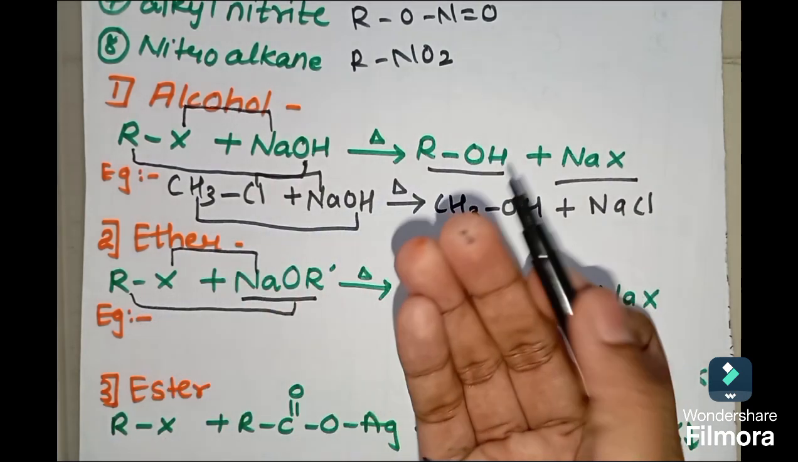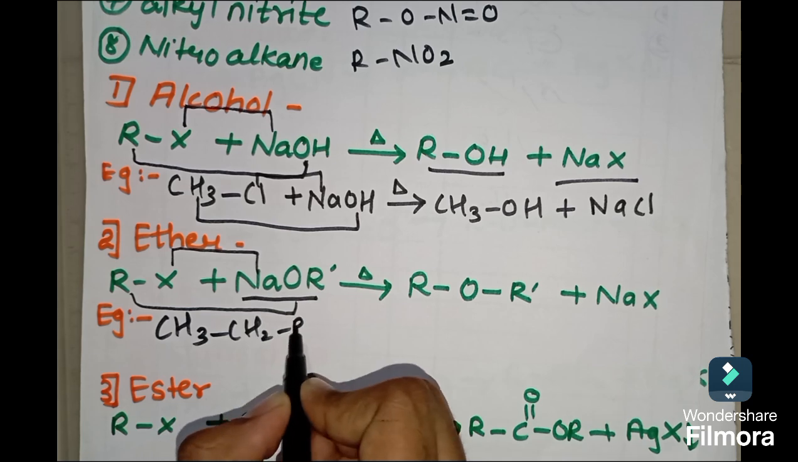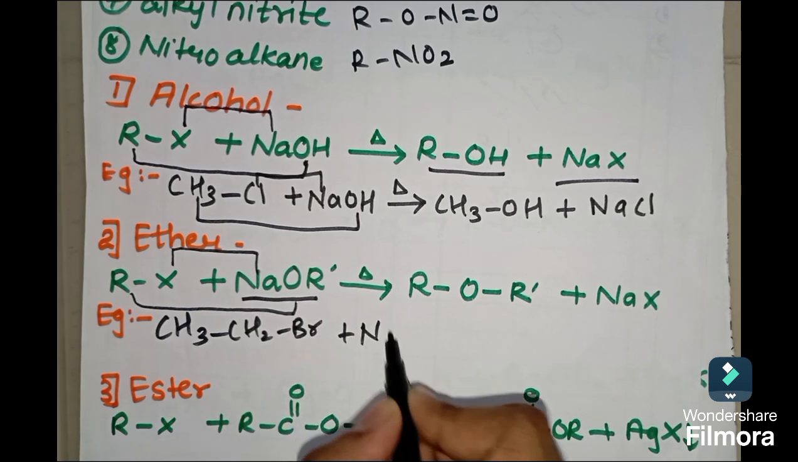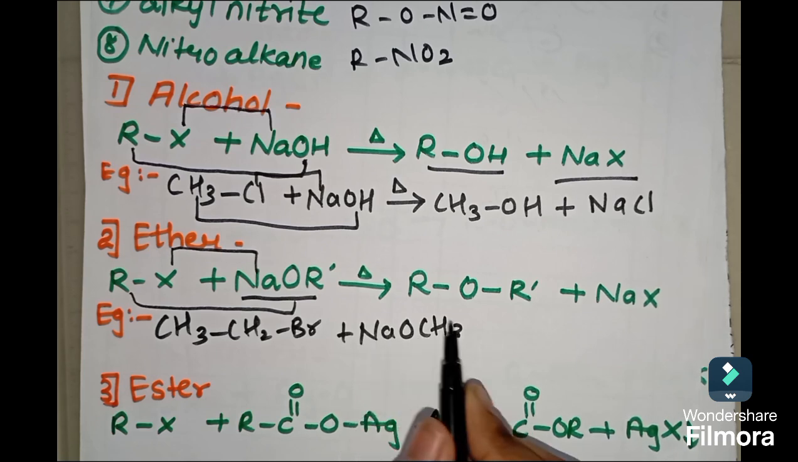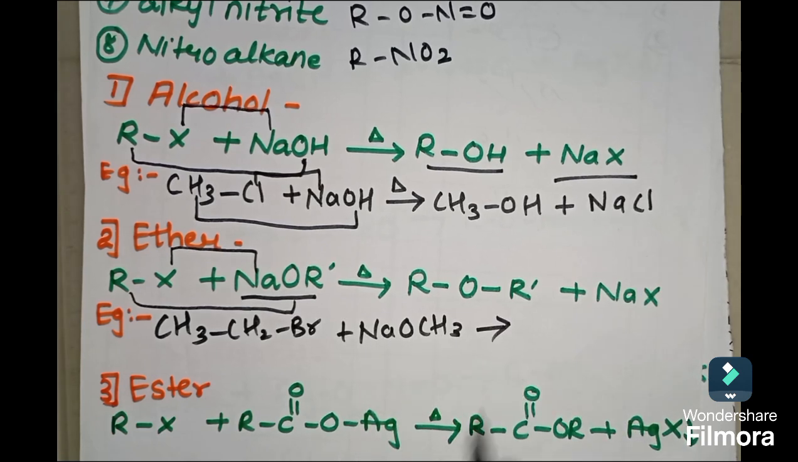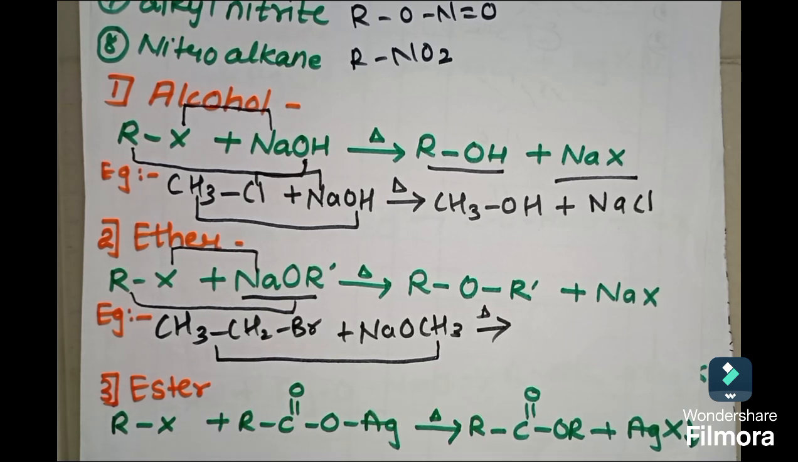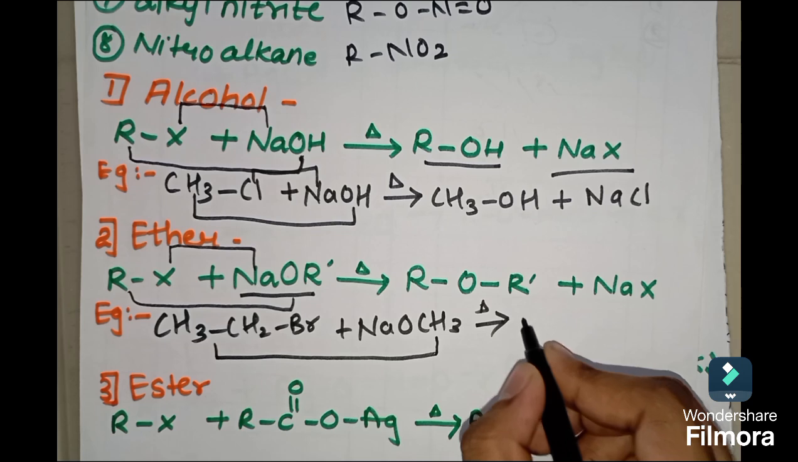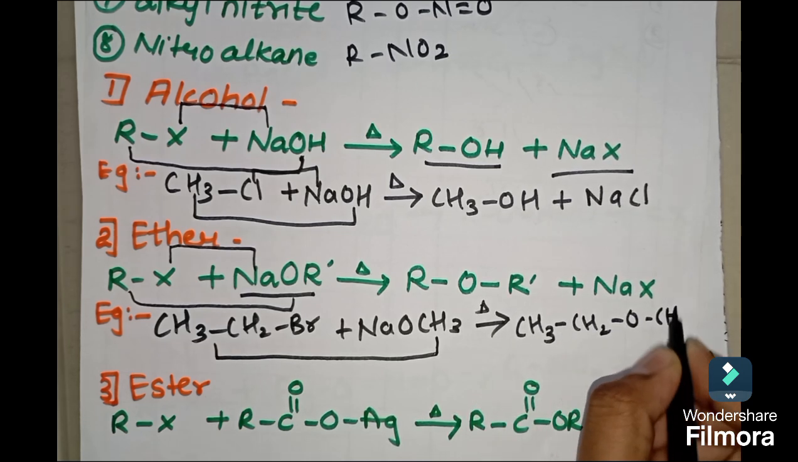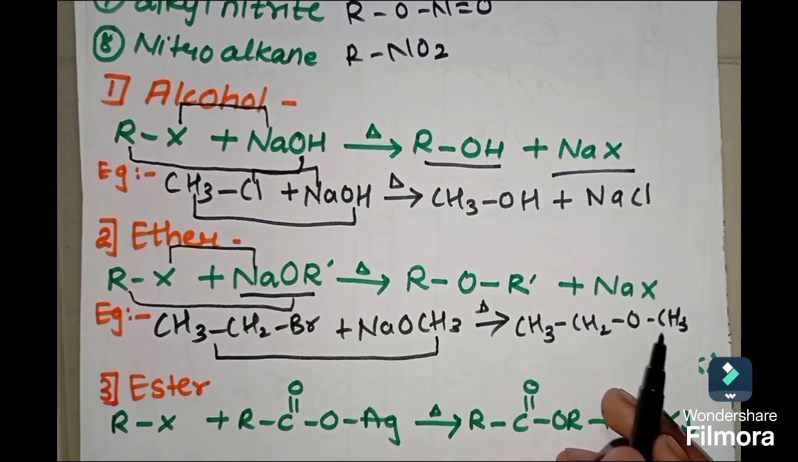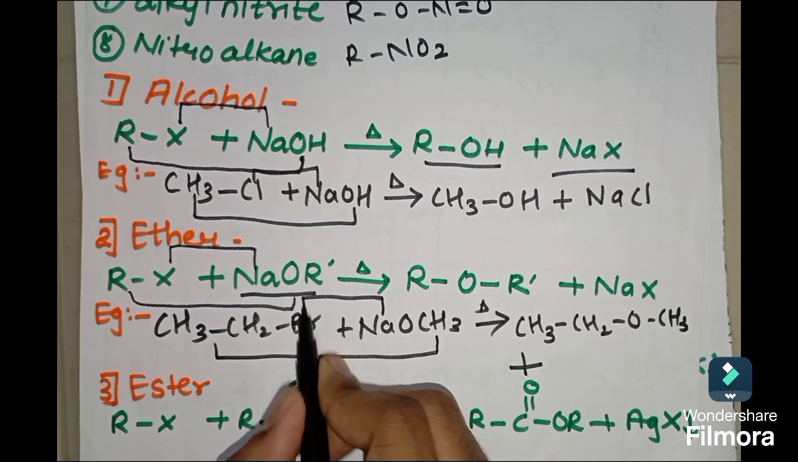Now students, we will take an example to understand it better. We will take ethyl bromide, and we are going to react it with sodium methoxide. Here I have taken a methyl group, so it becomes sodium methoxide. When we heat it, this ethyl group gets combined with this OCH3 methoxy group. Ethyl methyl ether is formed, and a byproduct NaBr is also formed.